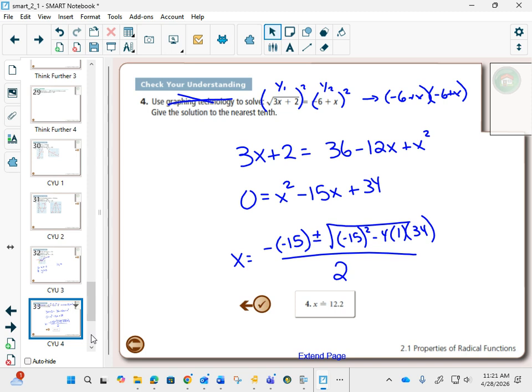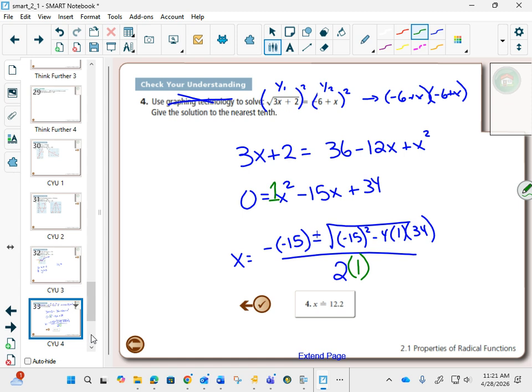Mm-hmm. Wrong word. Is it like a 2 or 1? Because you have... The a value would be 1, yeah. Right? So I got negative b plus or minus the square root of b squared minus 4, a is 1, c is 34, divided by 2 times a, which is 1. Yeah, it's good.